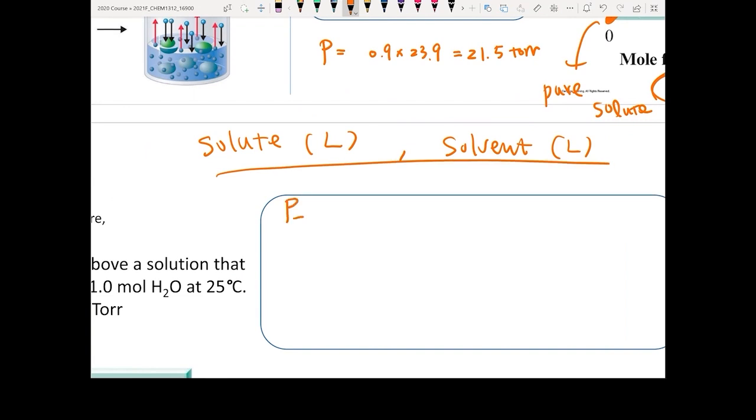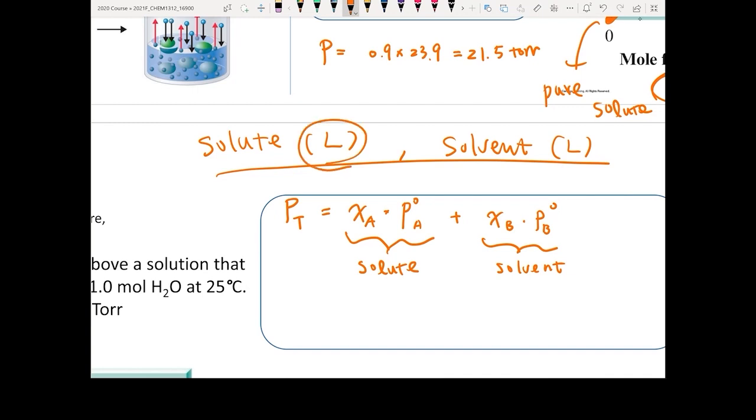the total vapor pressure of your solution comes from 2 parts: the mole fraction of your solute multiplied by the vapor pressure coming from your solute, plus the contribution from your solvent as well. A represents your solute. B represents your solvent. Every time you have a solute and solvent that are both in the liquid form, both of them are going to contribute to the vapor pressure of your solution. Then we use this equation to calculate the final vapor pressure.